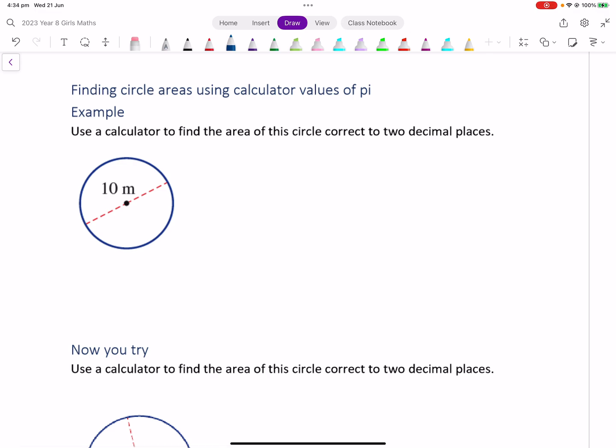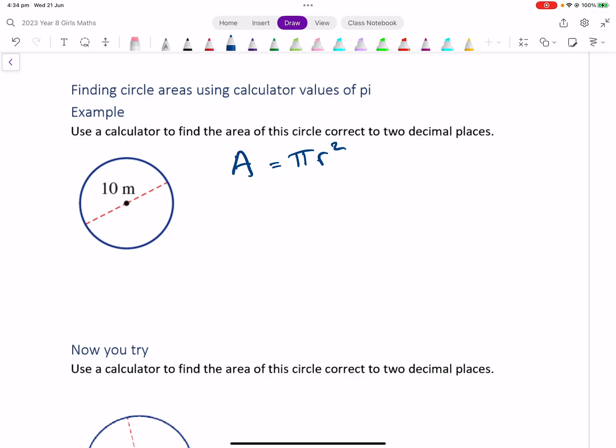All right. Finding circle areas with calculator values of pi. Use the calculator to find the area of this circle correct to two decimal places. All right. Formula, substitute, answer. What's the formula for the area of a circle? Pi r squared.